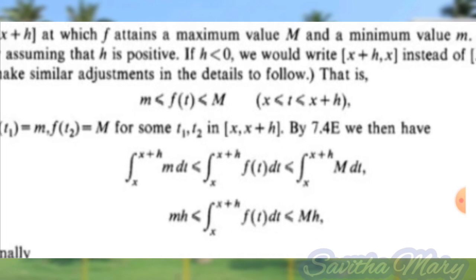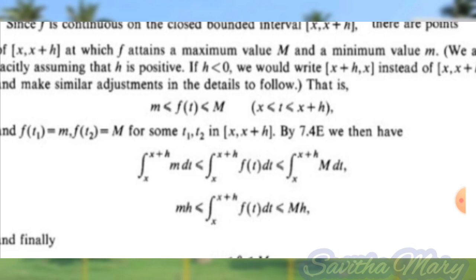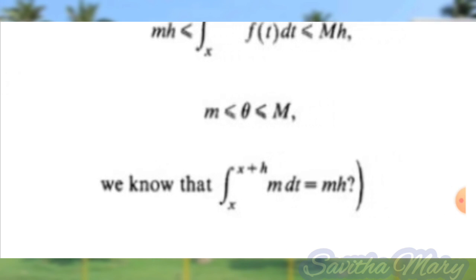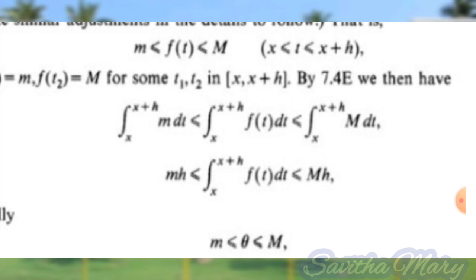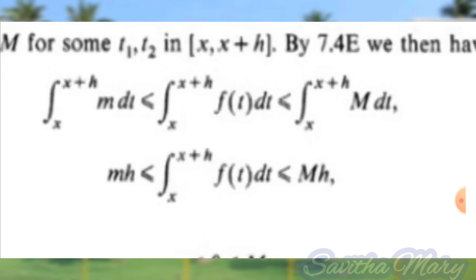Now taking the integral over this inequality: the integral from x to x+h of m dt, the integral from x to x+h of f(t) dt, which is less than or equal to the integral from x to x+h of M dt. Solving the integrals at the lower and upper ends of the inequality, we get m h and capital M h, because the integral of m dt from x to x+h equals m times h, since m is a constant. Integrating dt, we get t, and substituting the upper and lower limits, x+h minus x leaves only h. So m h is less than or equal to the integral from x to x+h of f(t) dt, which is less than or equal to M h.